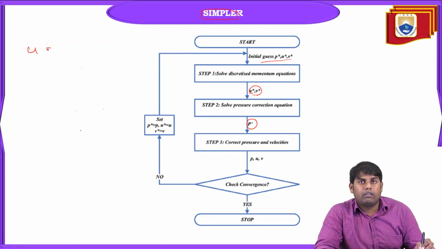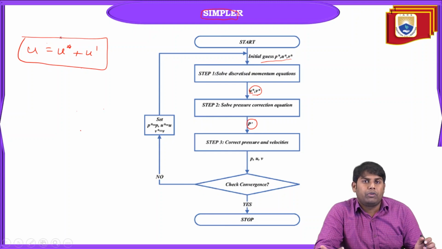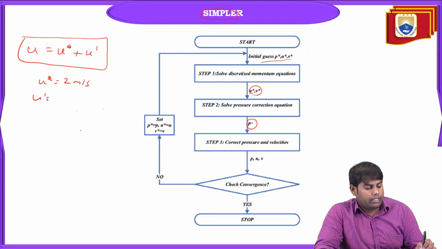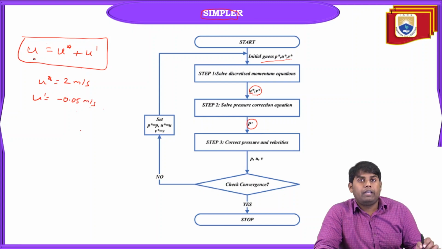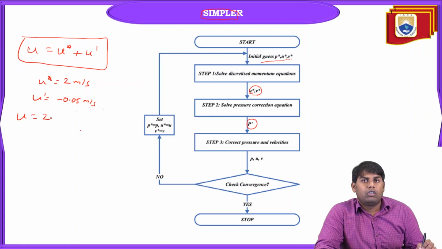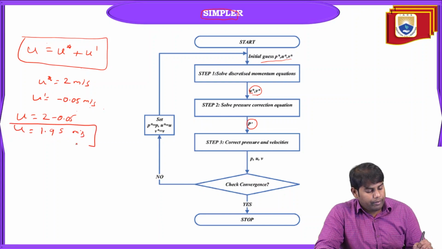So u actual velocity is equal to u star, which is the guess value, plus u prime, the correction. So that u dash can be positive or negative. Let's say u star is 2 meter per second, and let's say u dash is minus 0.05 meter per second. So when you apply here, u will be equal to 2 minus 0.05, so that would be 1.95 meter per second.